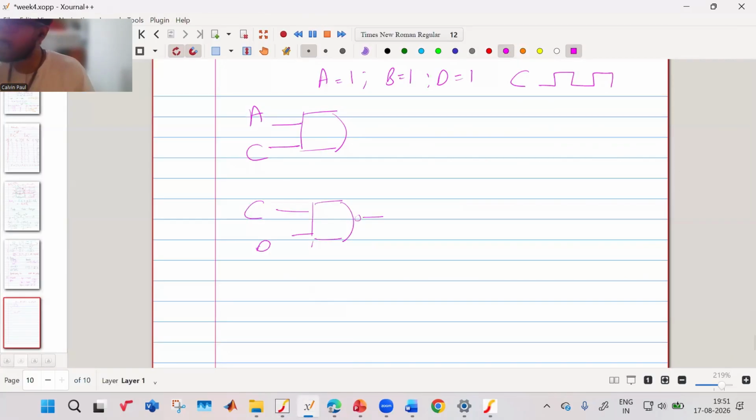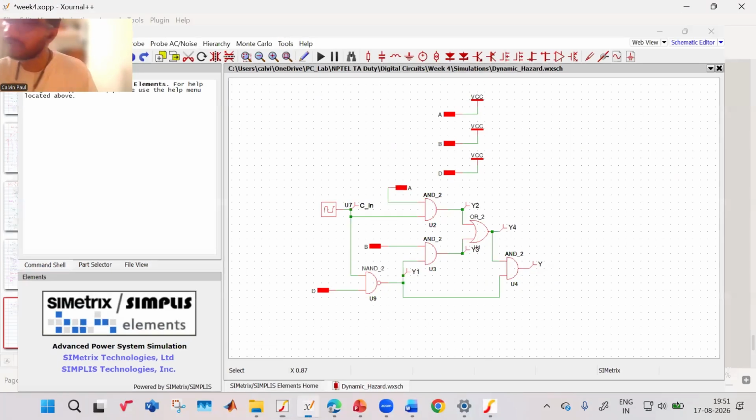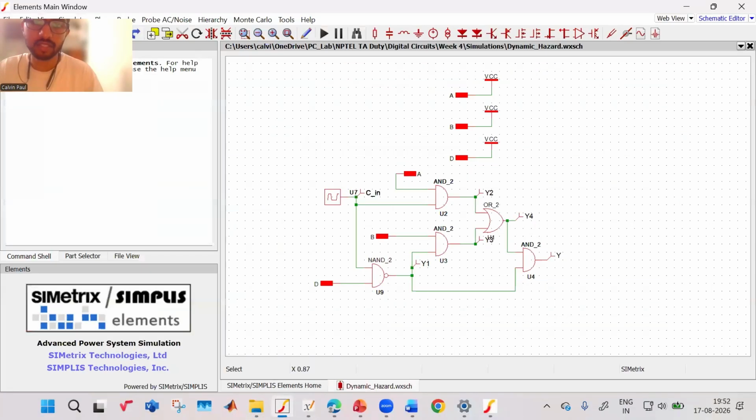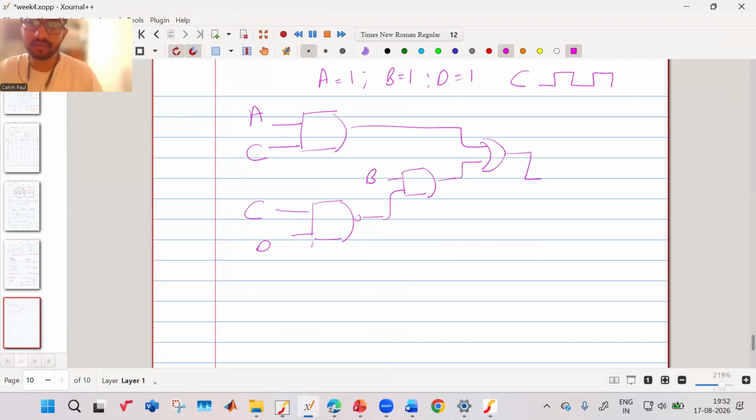And then that is again connected to an AND gate here, where this is connected over here and B is connected over here, right? And this entire thing is connected to another OR gate. And then the output of the OR gate is connected to an AND gate. This is connected to another AND gate, and this is also connected over here. It's very complicated, but you guys are smart, so you should be able to do it.